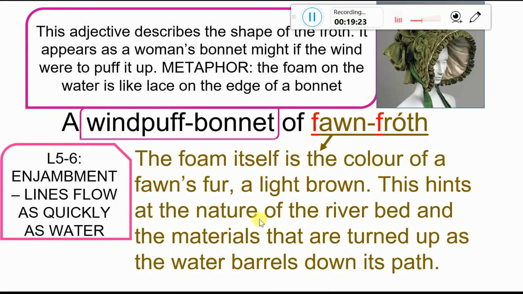This hints at the nature of the riverbed and the materials that are turned up as the water barrels down its path. Now, this water is not blue. One can ask himself or herself, why is the water not blue? Remember the first picture that I said you must look into for a second. That highland is surrounded by vegetation.